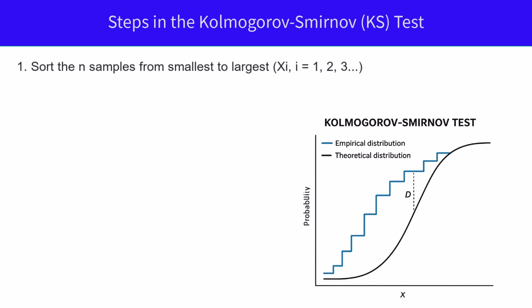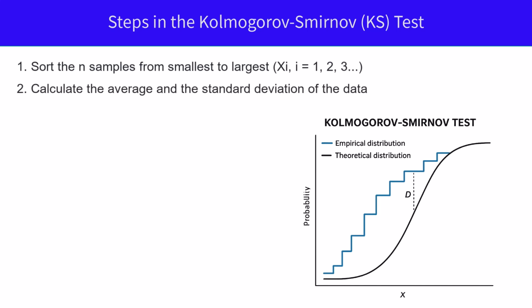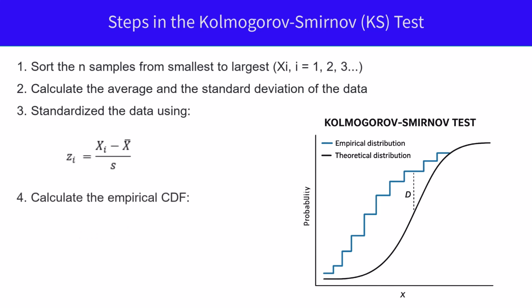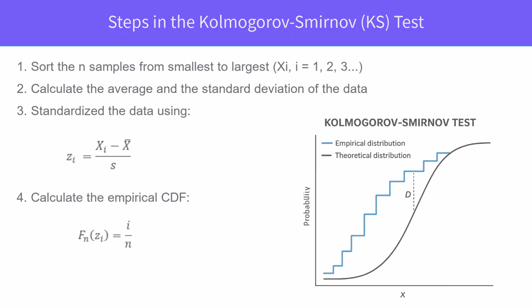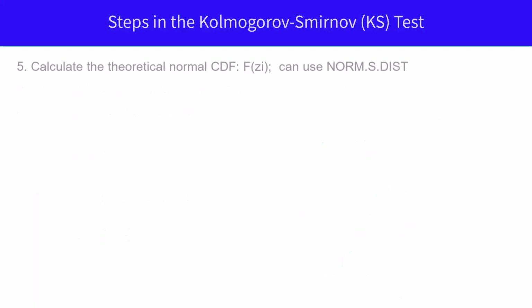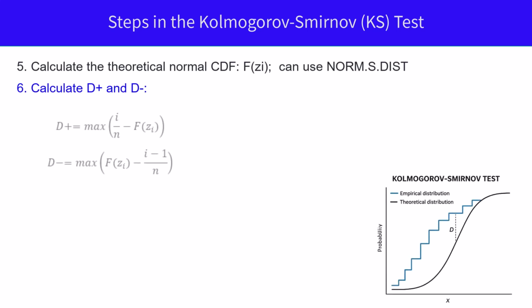So the steps in it. Again, you're going to sort the values from smallest to largest, calculate the average and standard deviation, standardize the data again. Then you're going to calculate the empirical CDF, and that's simply i divided by N, where N is the sample size. Then you're going to calculate the theoretical normal distribution CDF, and you're going to use NORM.S.DIST again.